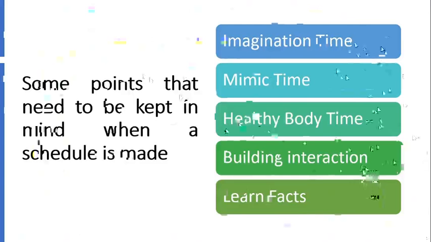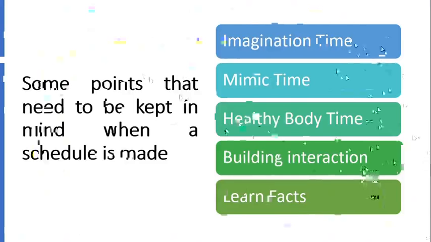So, this active learning phase I divided into 5 phases, where under her schedule you could find these 5 factors somehow managed. Let's see what each of these factors means.